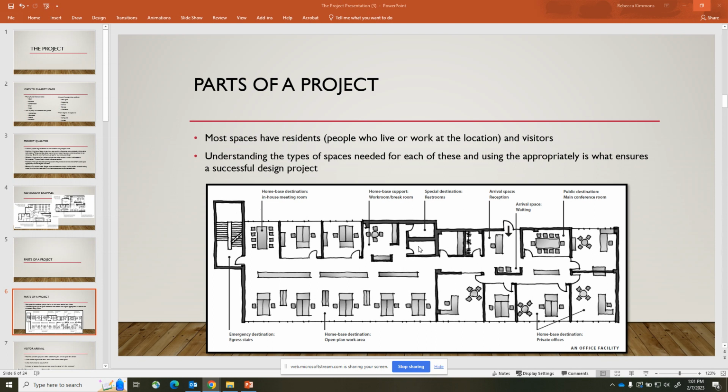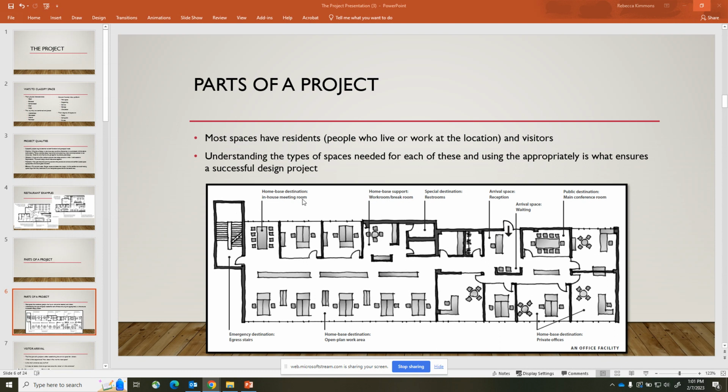Special destinations. So these are restrooms right here. They're used both by the residents and visitors, but it's for a specific purpose. So it's not just an open area. Say they had an open coffee area here, that would be a public space that anyone can visit at any time. The restrooms are something that supports the space, but it has a specific use to it. Another special destination could be a copy print area that would just be for the residents, but they're only using it for a specific purpose.